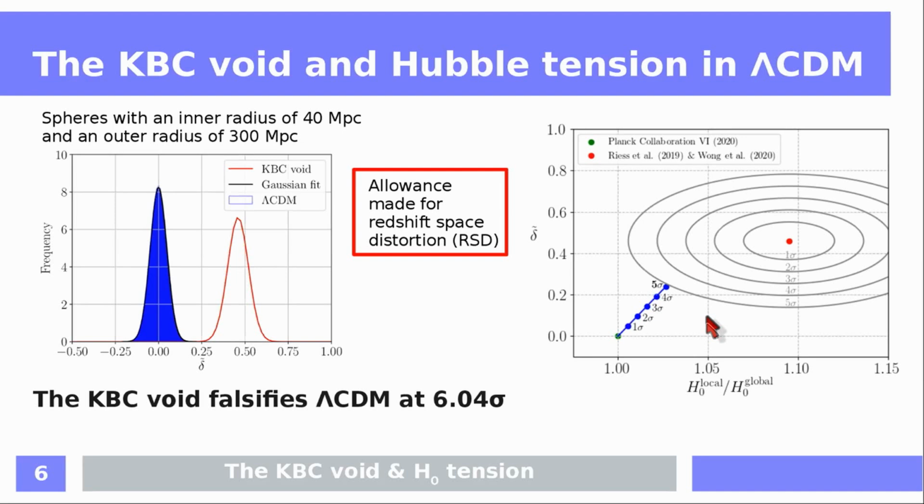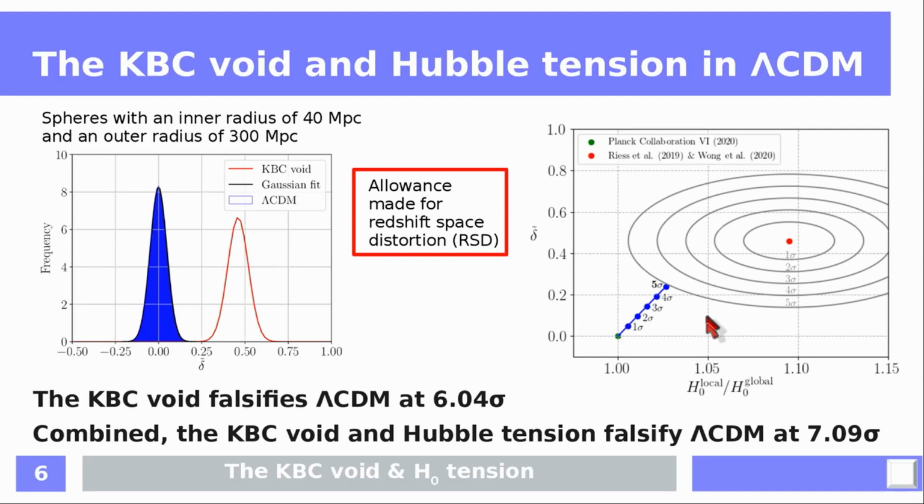Can I just ask a quick, slightly stupid question? So the red dot is labeled as Riess et al. and Wang et al., but the delta value of the red dot is this KBC measurement, right? Yes. The formal significance of this is 7.09 sigma.